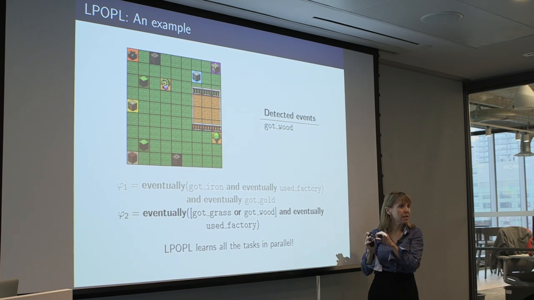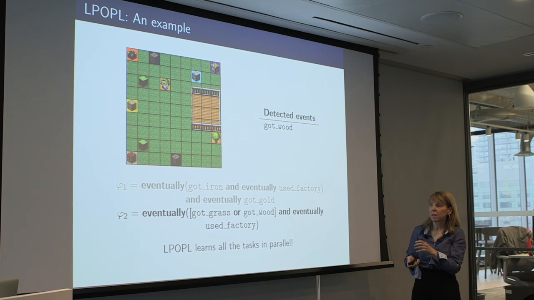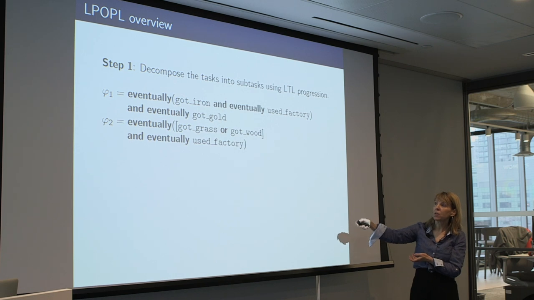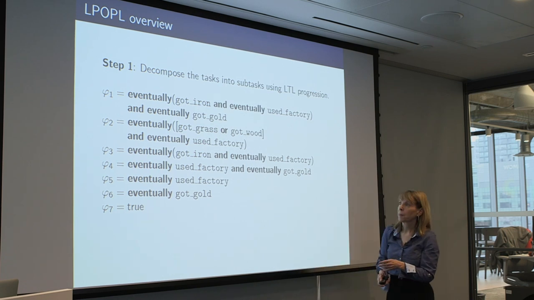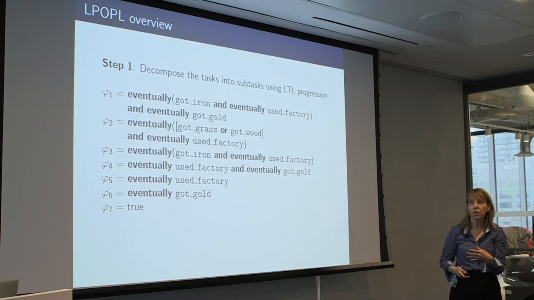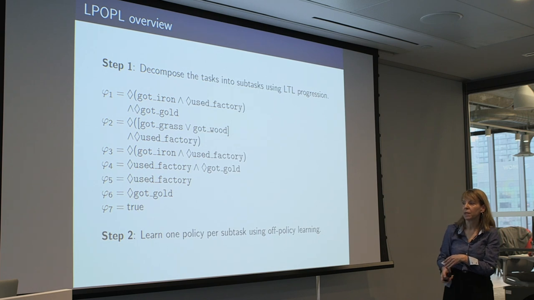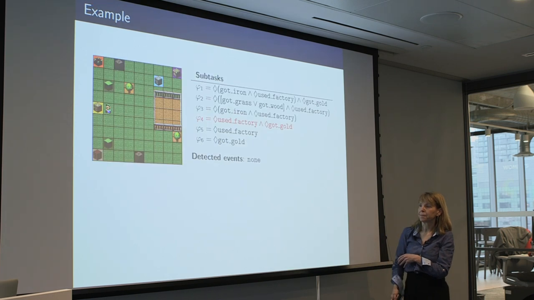It takes all these tasks, it separates them, and it allows you to learn the policies for each of those pieces simultaneously. So in step one of our algorithm, we decompose our tasks into subtasks using LTL progression. So these two formulae get broken down into all of their fragments. And then we learn all of those fragments and progress through those fragments simultaneously. I'm going to go back to the diamond notation, just to make it a little bit simpler. In step two, we learn one policy per subtask using off-policy learning.